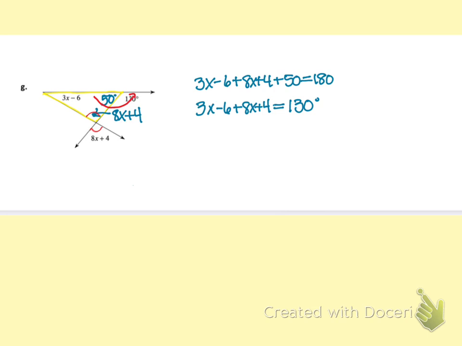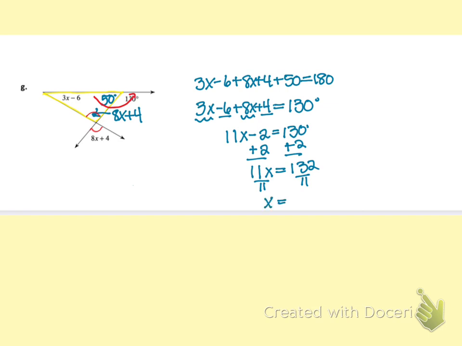So now I'm going to put my like terms together. So I have a 3x and an 8x that adds up to 11x. My negative 6 and 4, those constant terms, add up to negative 2. Okay, now I undo subtracting 2 by adding 2. And the result is 11x equals 132. So if I just divided by 11, 132 divided by 11 gives me a value for x of 12.